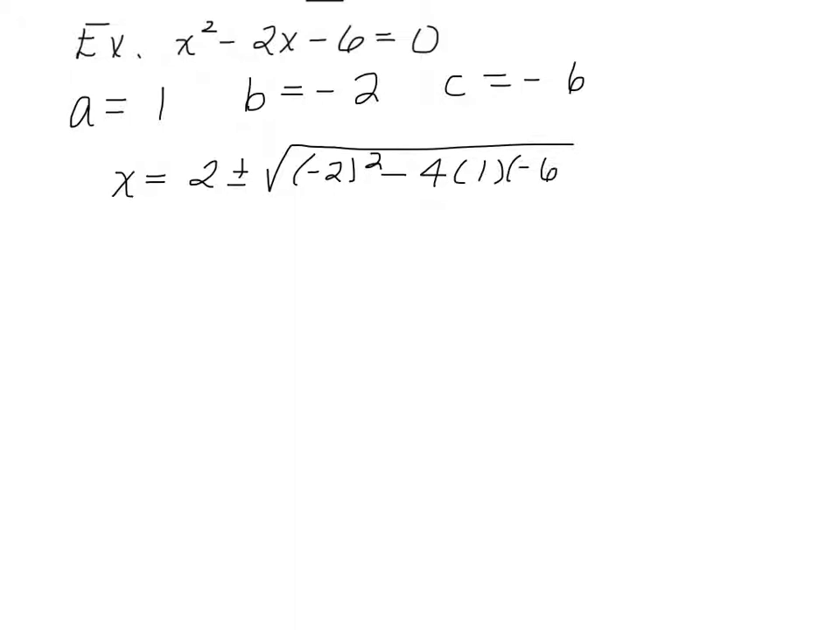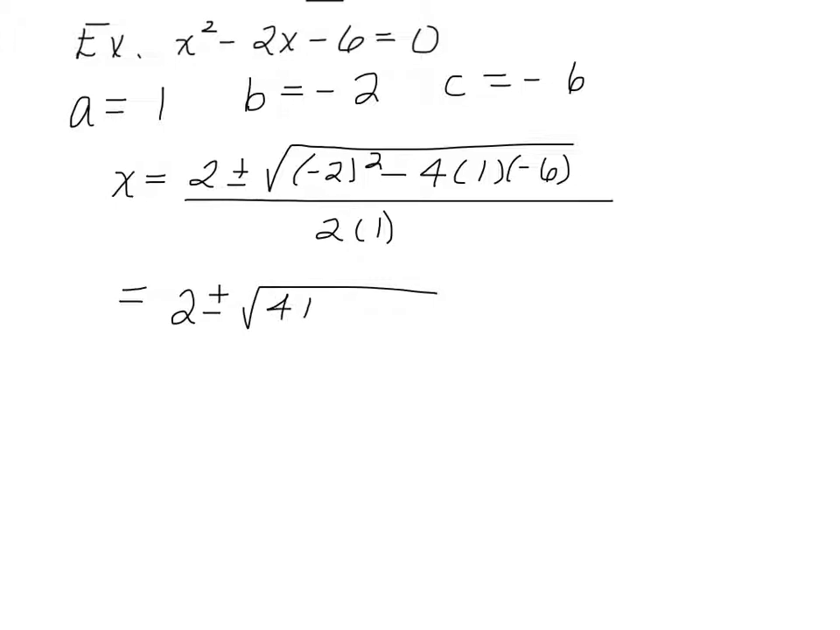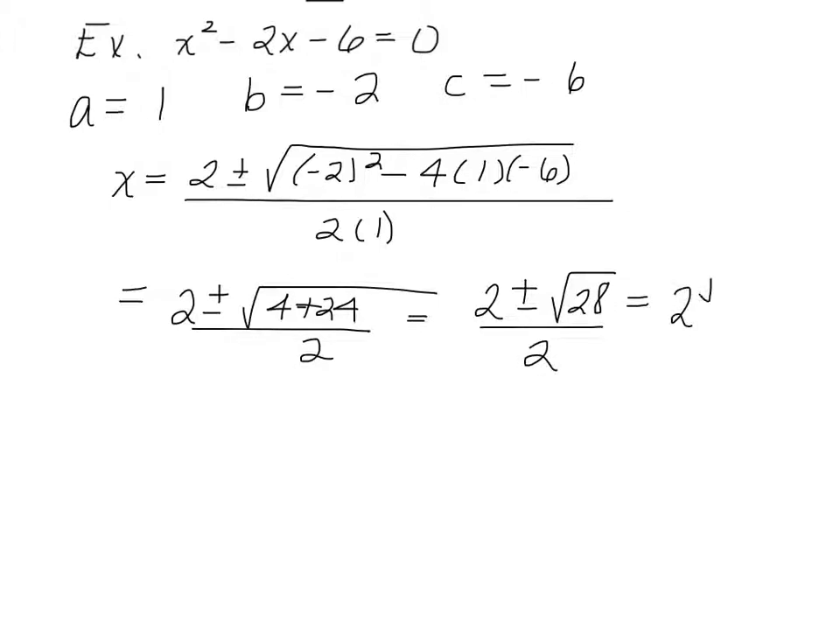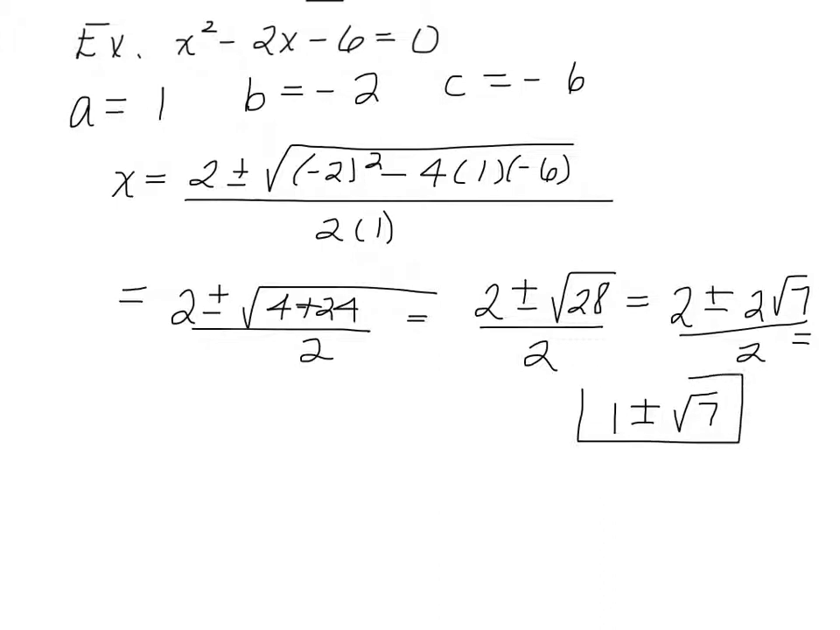Four AC all over 2A. And then you simplify what's under the radical. And then you break it down or simplify to 28. And dividing each one by 2. Here's your answer.